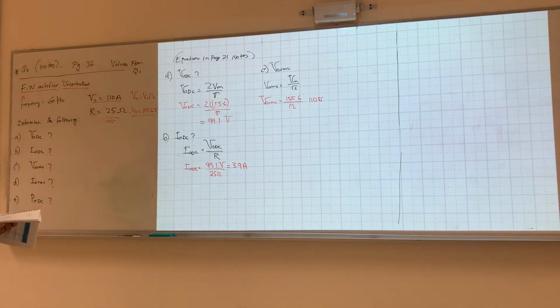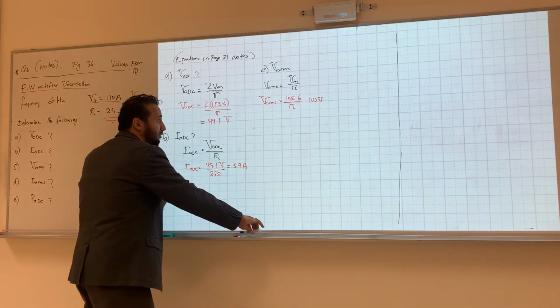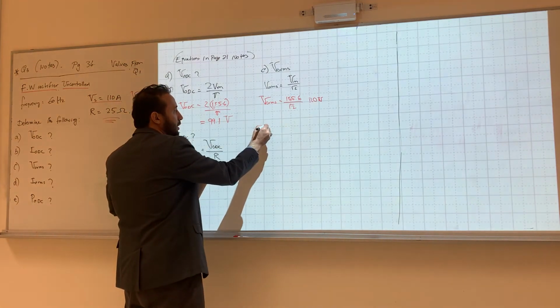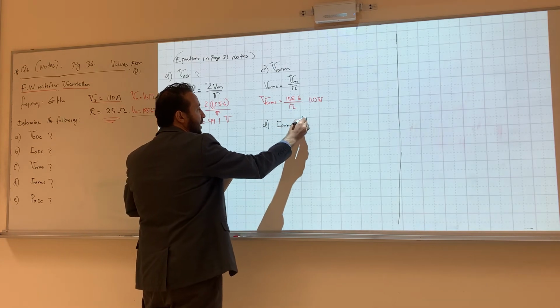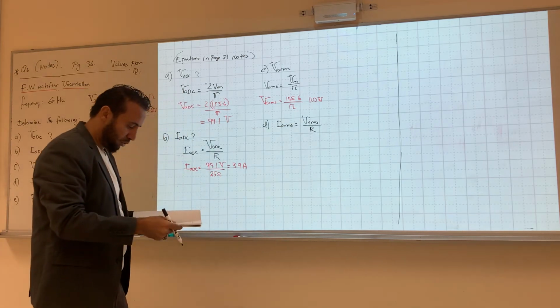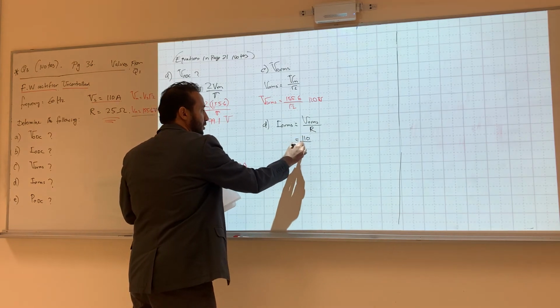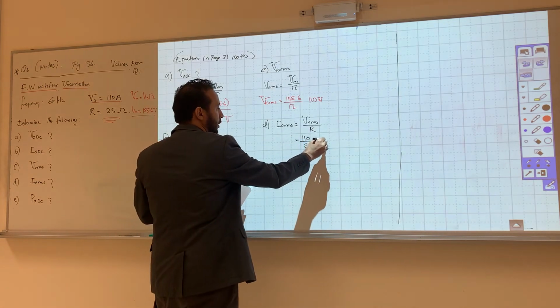I out RMS, which is this. You're going to use Ohm's law. So I out, which is this is CD. I out RMS equals V out RMS divided by resistance. Just apply Ohm's law, and it will be here 110 divided by 25, and it will be 44.4 ampere. Okay.